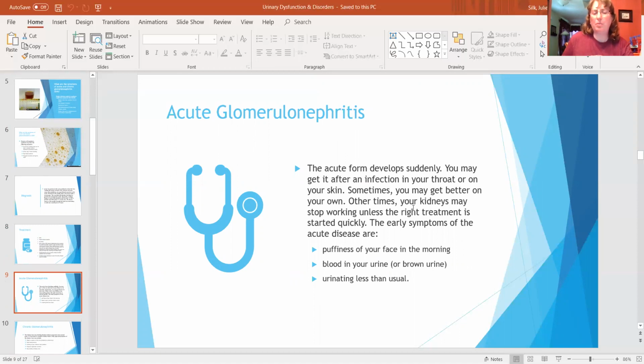Sometimes you start to get better, but then your kidneys start to act up. So the early symptoms of this would be the puffiness of the face in the morning, blood in the urine, and then urinating less than usual.